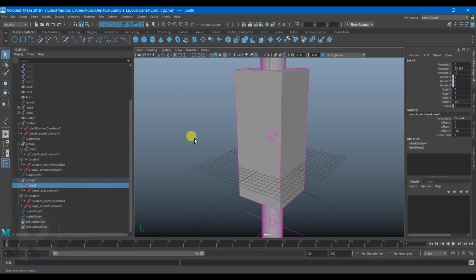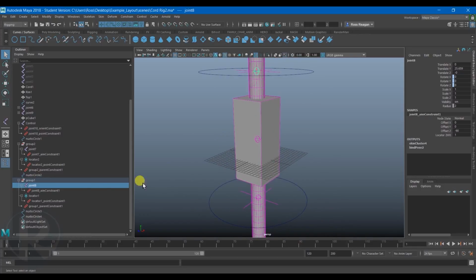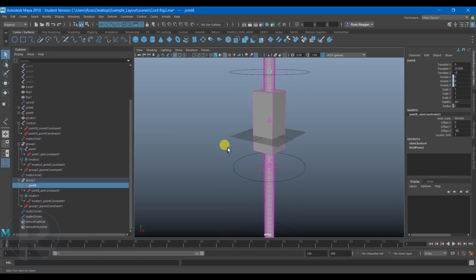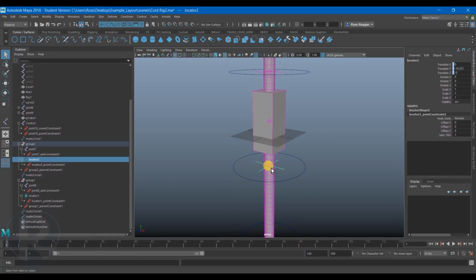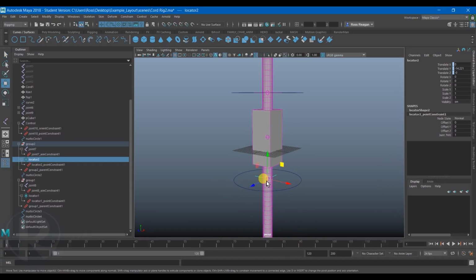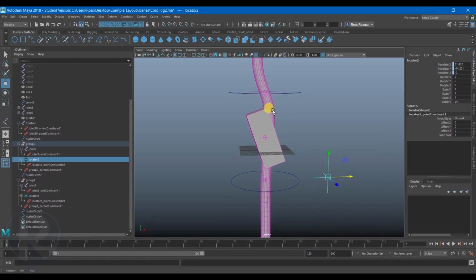And then on the joint, I have an aim constraint that is aiming at the locator of the opposite one. So basically, what's happening is that anytime this joint moves, the locator also moves, and whenever the locator moves, it aims the joint up here, or vice versa, towards it.